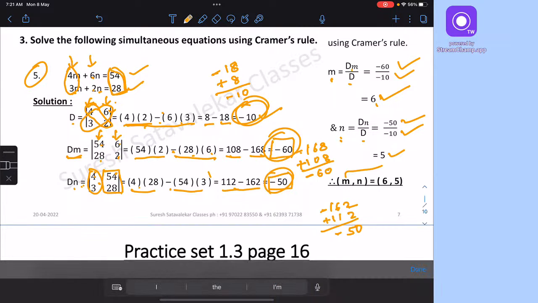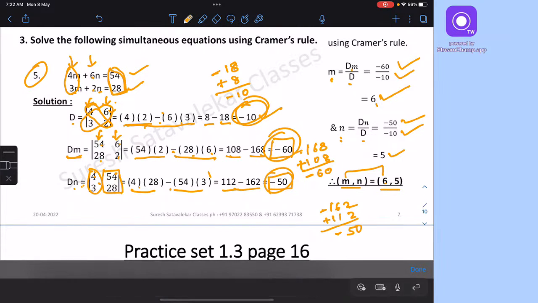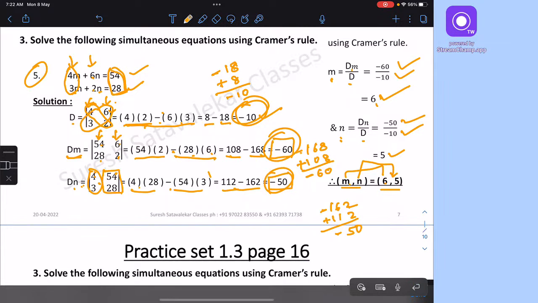That is written this way. Ordered pair (m, n) is equal to ordered pair (6, 5). The first element is m, and the first element is 6. So m is equal to 6 and n is equal to 5. The second element is the second element.